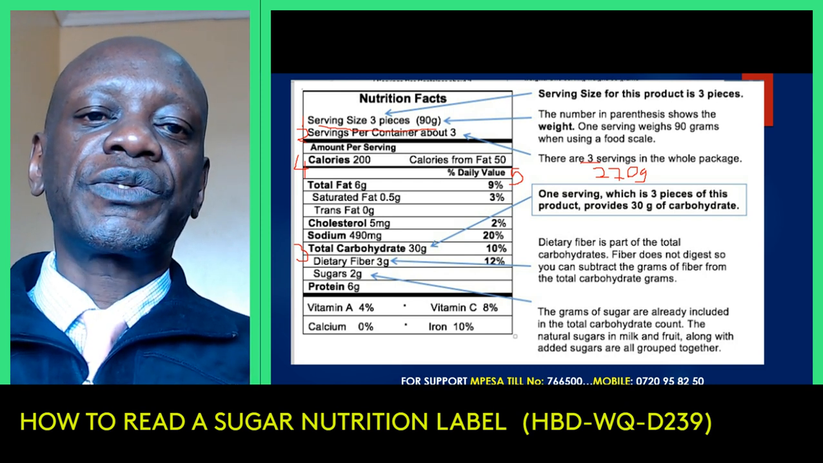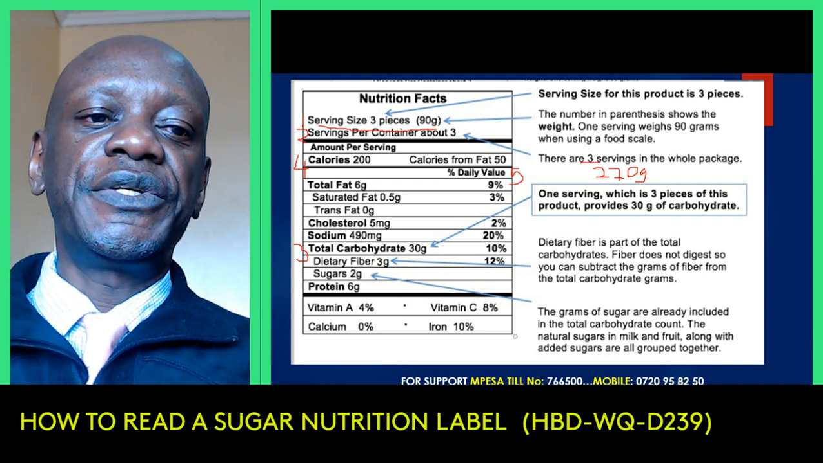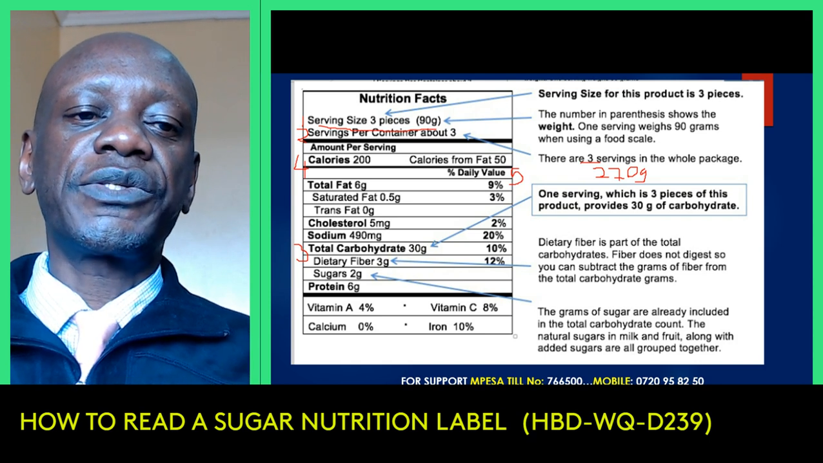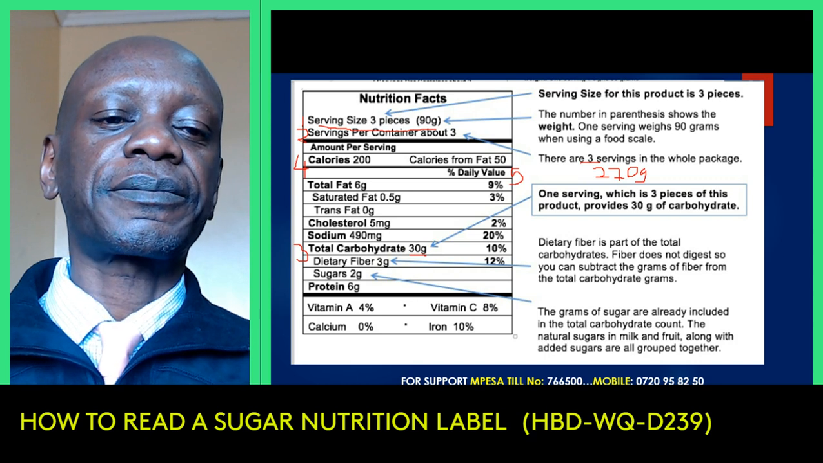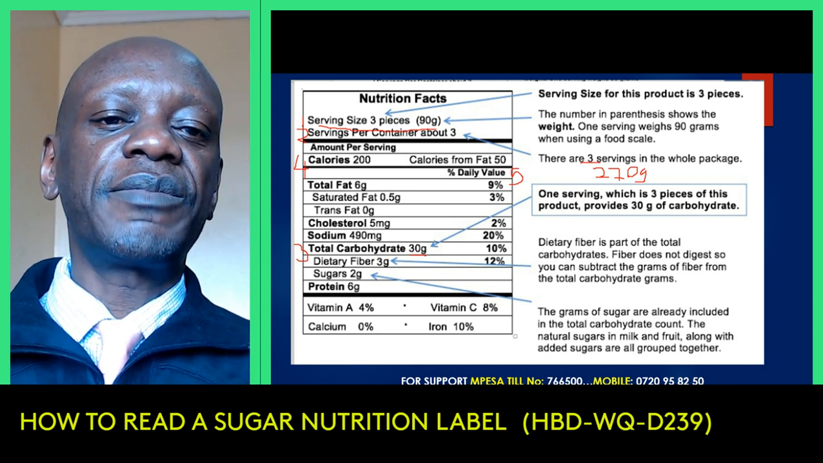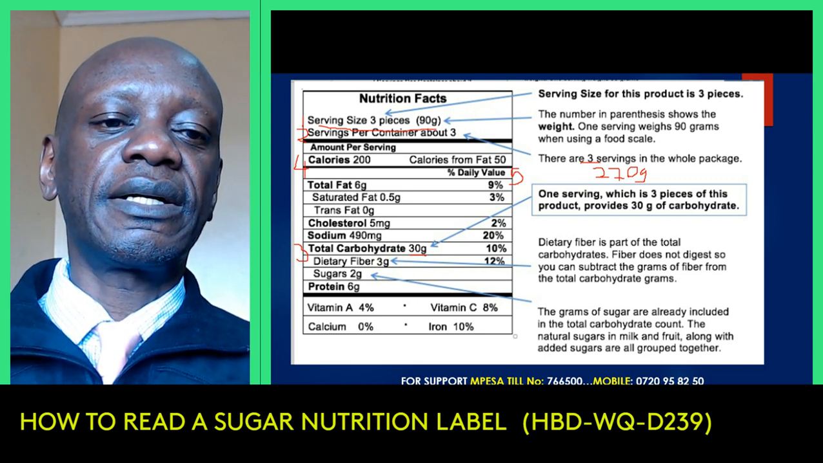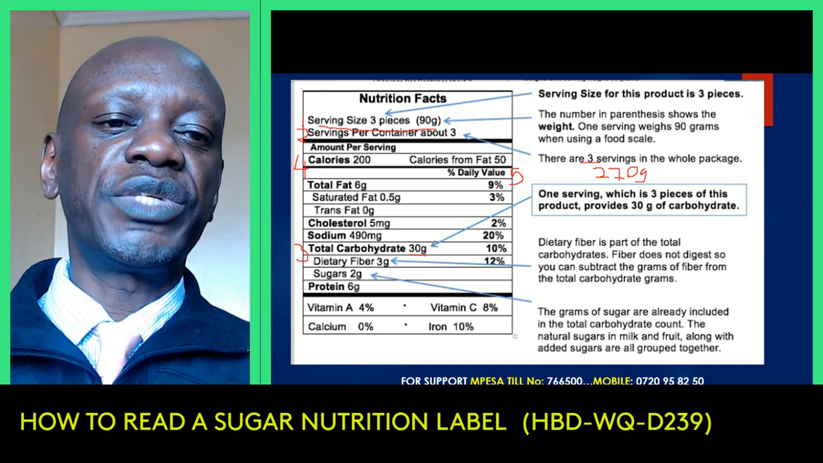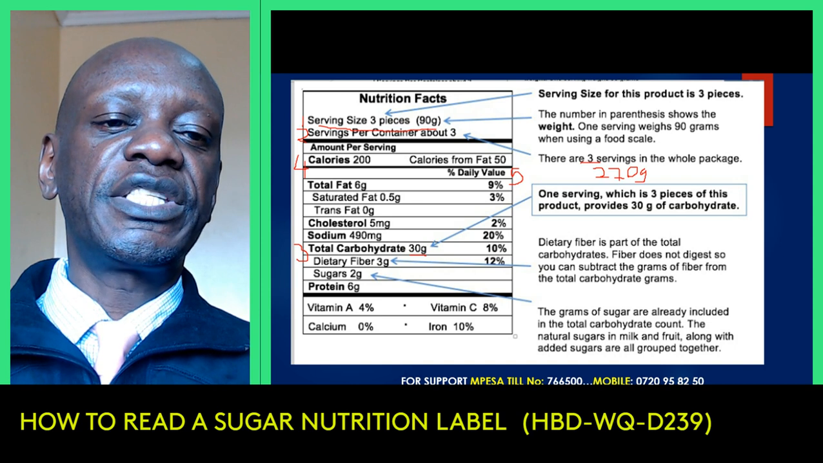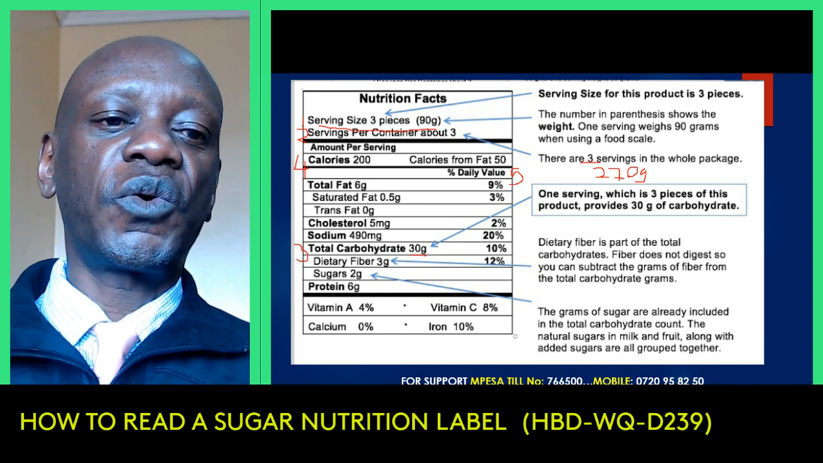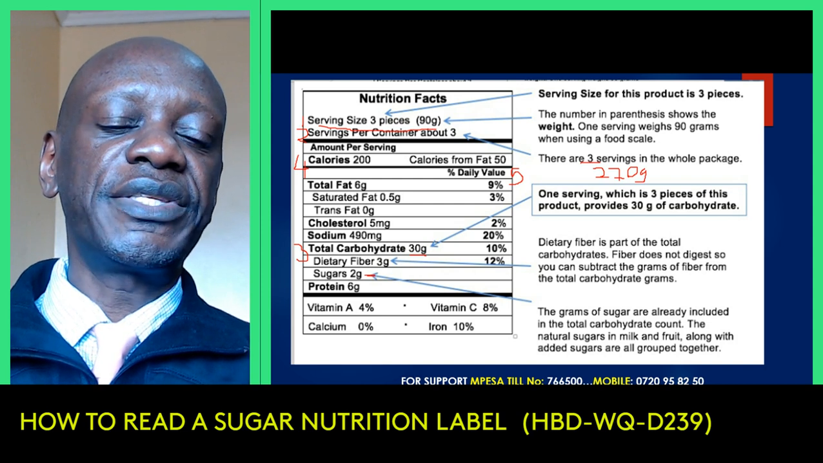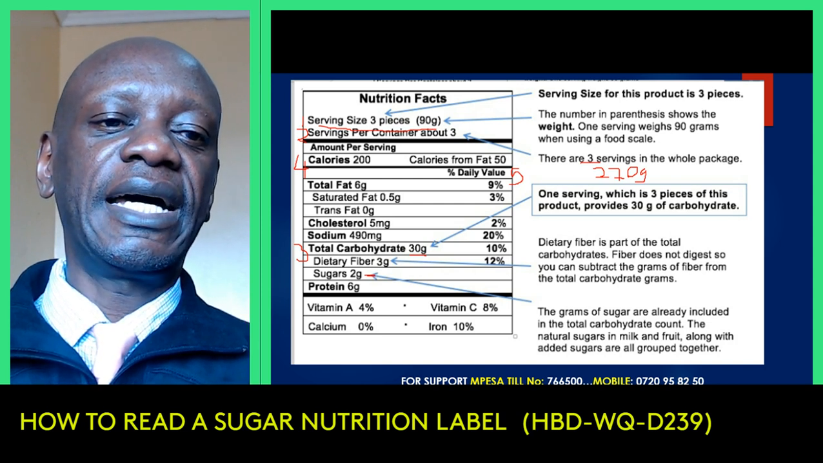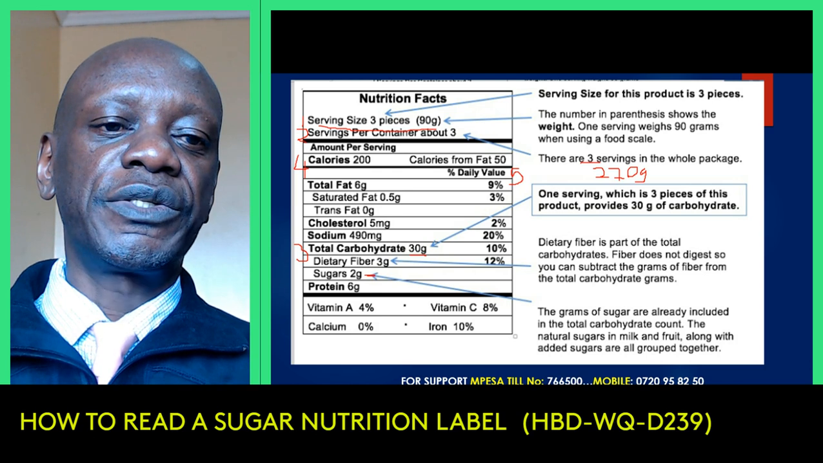So the other thing to look at now is the total carbohydrate. So the total carbohydrate per serving is 30 grams. Now, if you remember from our previous episodes, carbohydrate is divided into two. There are 2 types of carbohydrate: the simple carbohydrates, also called sugars, what you have here, and the complex carbohydrates, which include starch and fiber. So you can see there's fiber here.